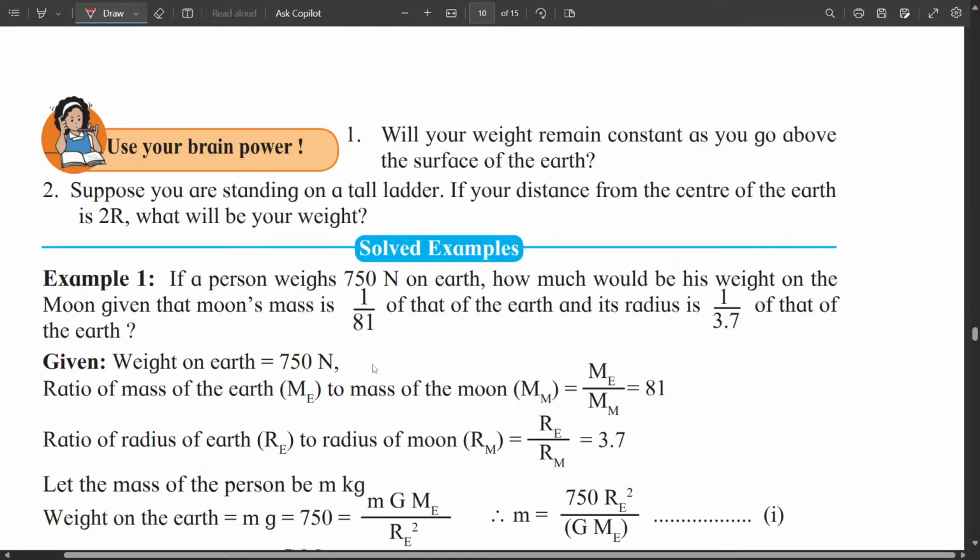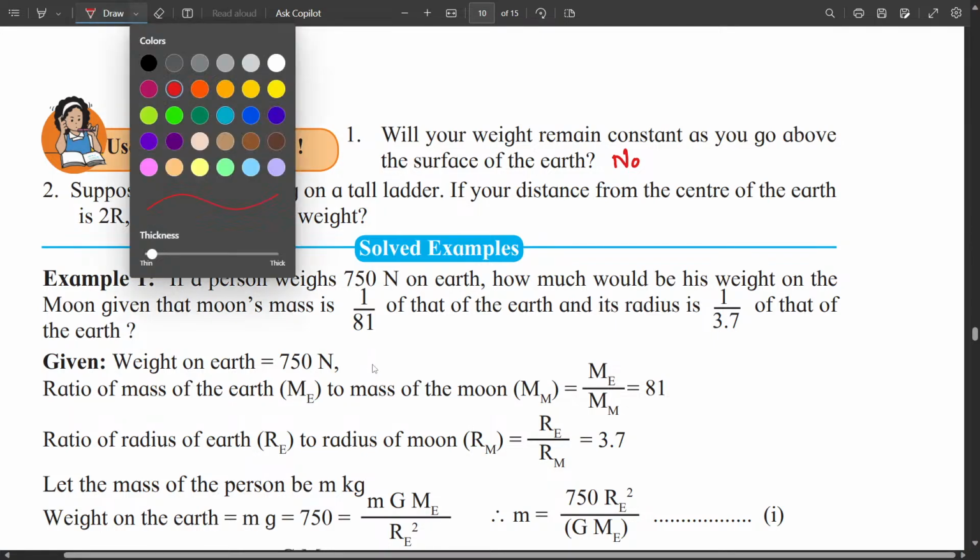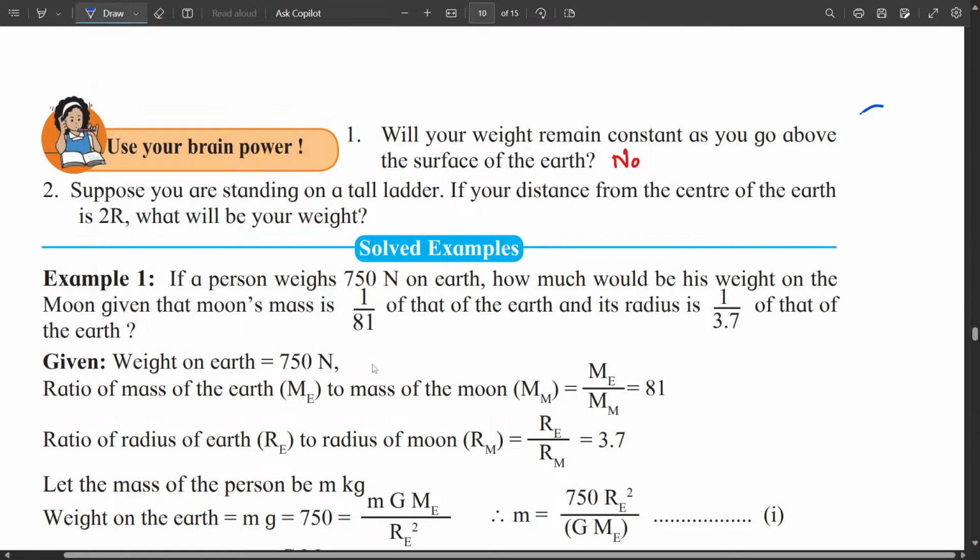Will your weight remain constant as you go above Earth's surface? No, it will decrease. If the distance between you and the center of Earth is 2r, then how much will be your weight? So this is the radius of Earth equal to r, and there is a ladder on which you are standing, and the height of that ladder is also r.